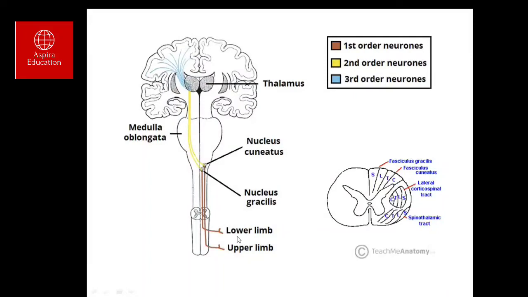Basically, what you should remember is that the lower limb sensations are carried by the gracilis, and the upper limb and the upper part of the trunk by the cuneatus. Now, in the lower part of the medulla, they're going to cross to the opposite side. Once they cross to the opposite side and ascend, that is known as the medial lemniscus. So this medial lemniscus ascends up to the thalamus, again synapses in the ventral posterolateral nucleus of the thalamus, and from there they relay into the sensory cortex. Sensory cortex is labeled Brodmann area 3, 1, 2.